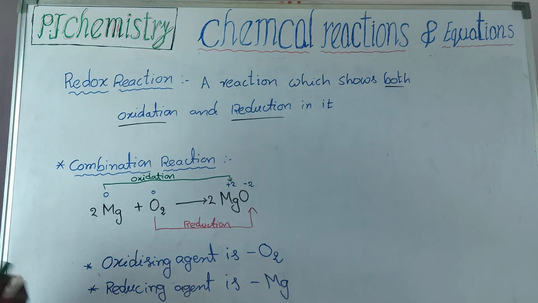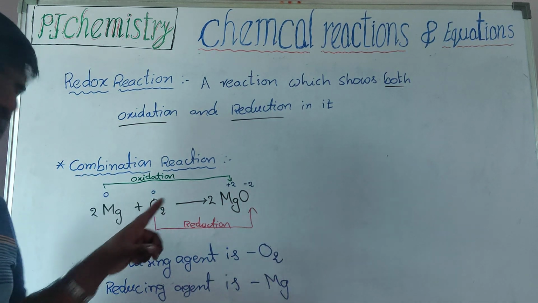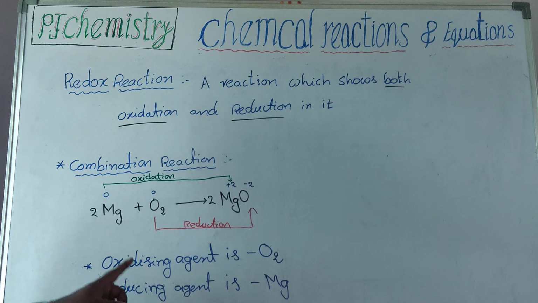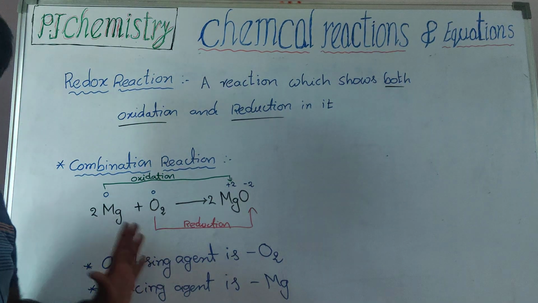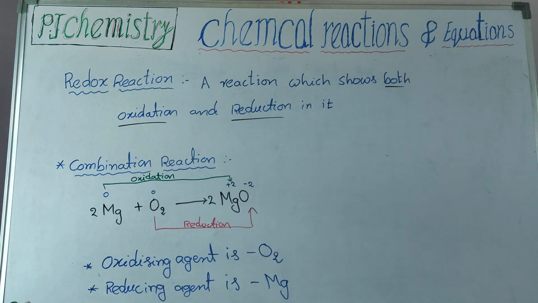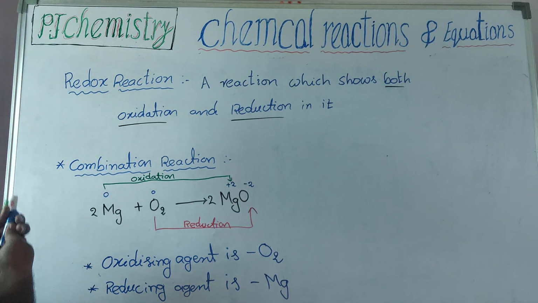Which is the oxidizing agent and which is the reducing agent? Among the reactant side elements, the one undergoing oxidation we call the reducing agent, and the one undergoing reduction we call the oxidizing agent. Like this we have to give answers. Now, let us go for one more equation.